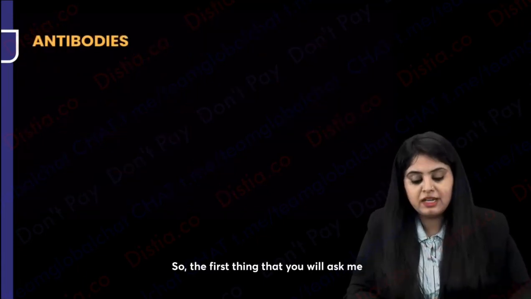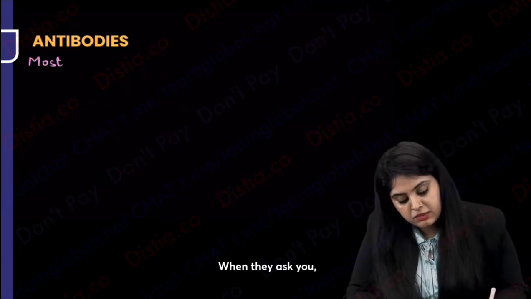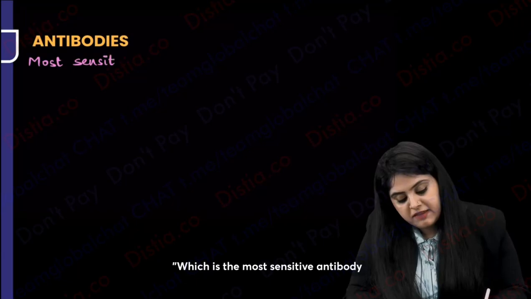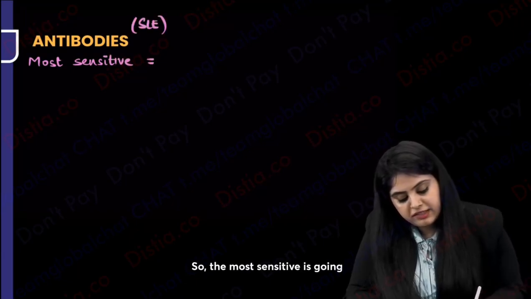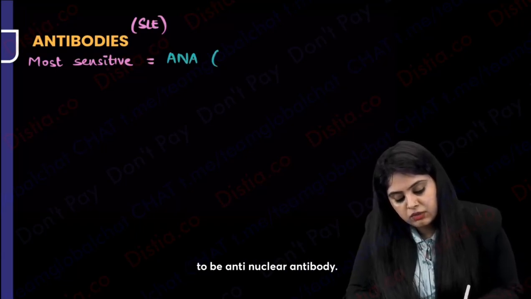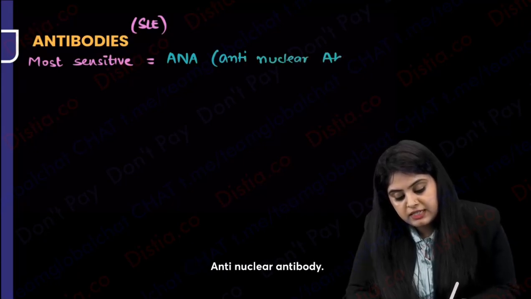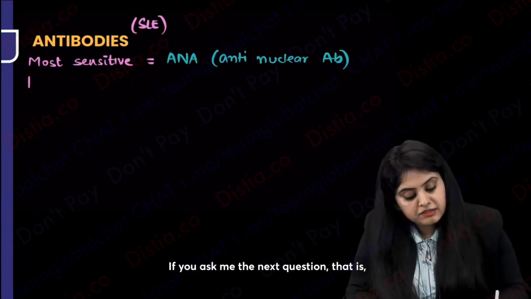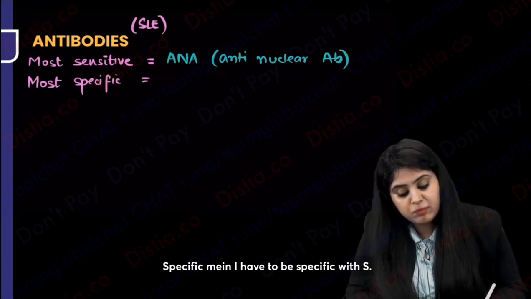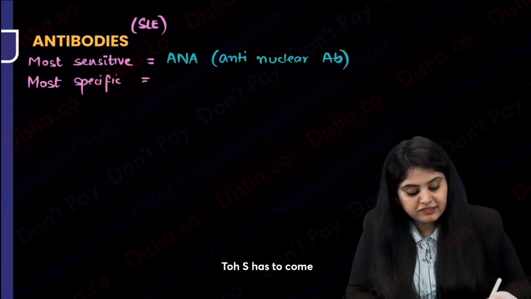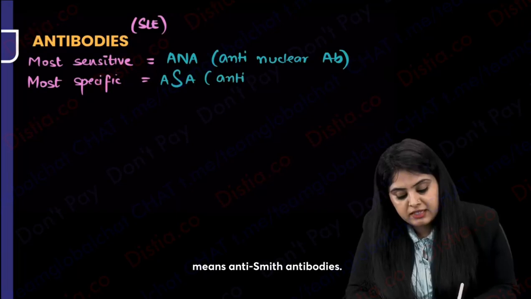So the first thing that you will ask me is what antibodies? So listen guys. When they ask you which is the most sensitive antibody that you have in association with SLE, so the most sensitive is going to be anti-nuclear antibody. That is why I gave it a separate criteria only, anti-nuclear antibody. If you ask me the next question, that is what is the most specific? Specific, I have to be specific with S. So S has to come and that is going to be ASA, means anti-Smith antibodies.